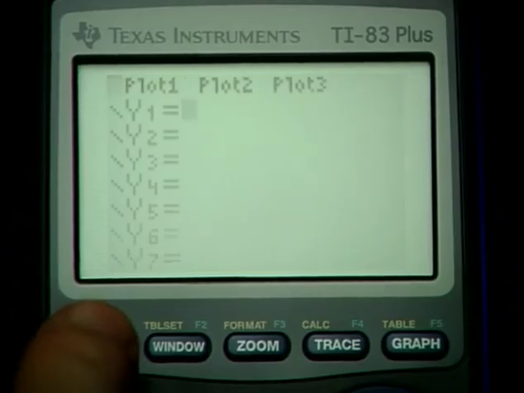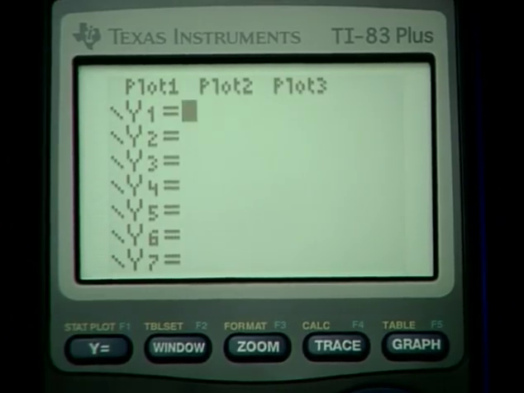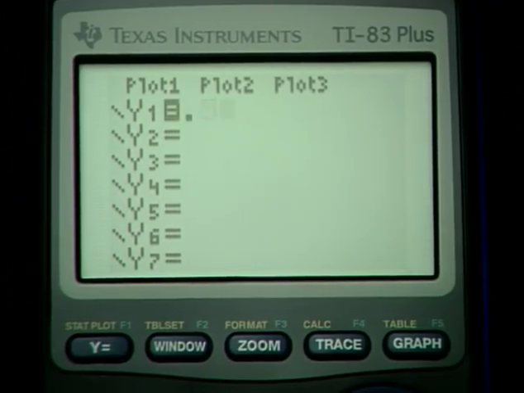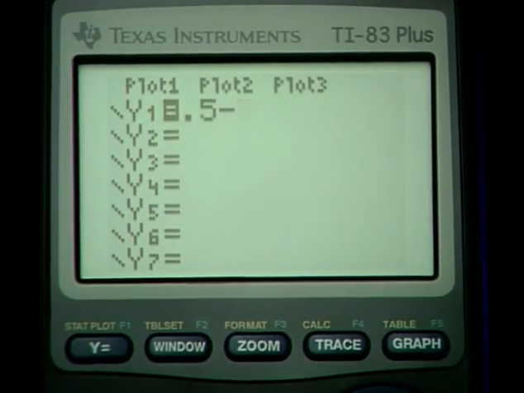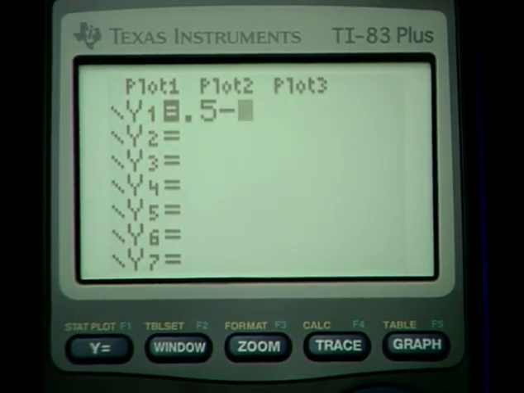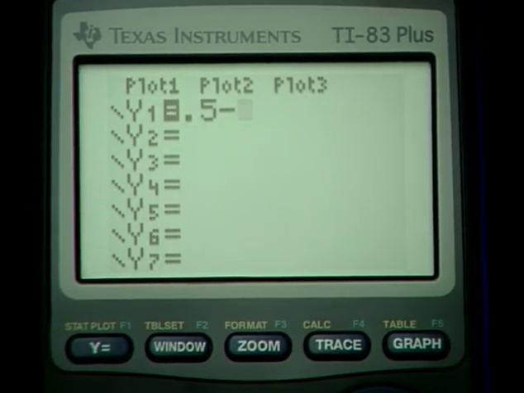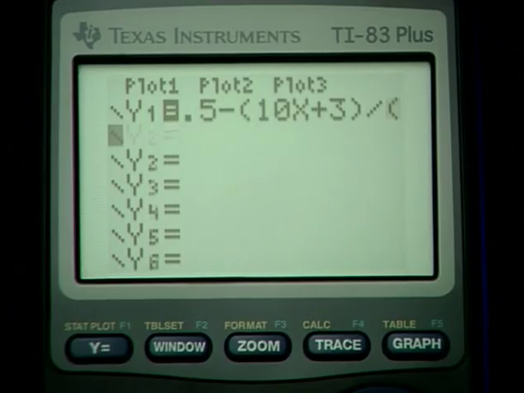Let's have a look. To enter the equation for graphing, press y equals. Now we have to be a little bit cautious about this fraction. The 1/2 can be entered as 0.5 or 1 divided by 2. I'll enter it as 0.5. And now minus, and now the fraction. It's important to contain both numerator and denominator of the fraction in parentheses, because each of them is a binomial. So we open a parenthesis and enter the 10x, that's 10 variable key, plus 3, and then close parenthesis, and then divided by, open parenthesis, 5x plus 6, close parenthesis.